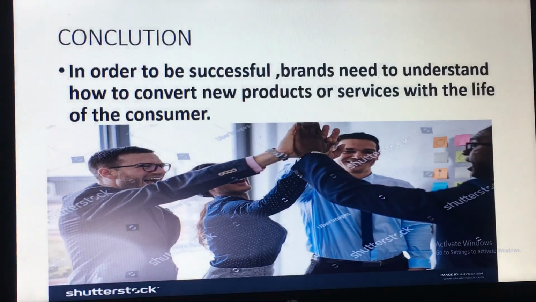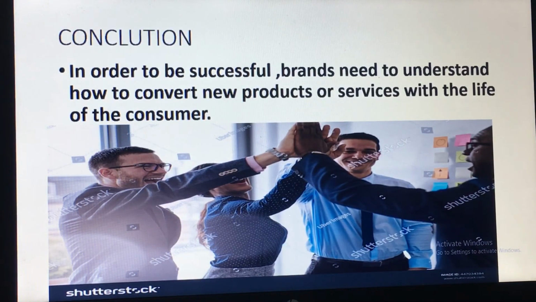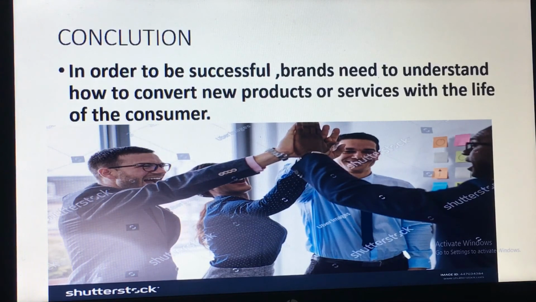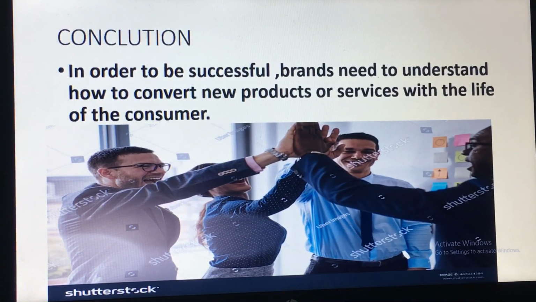So, the conclusion we get from this discussion is that in order to be successful, brands need to understand how to connect a new product or service with the life of the customer. It also explains to us what needs to be done to translate this opportunity into a valuable venture.